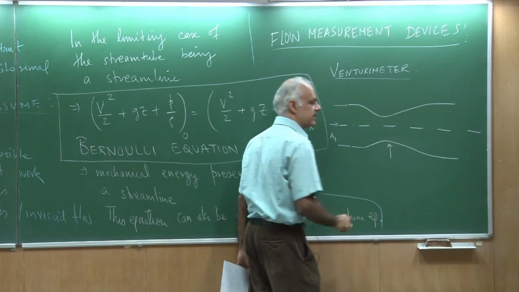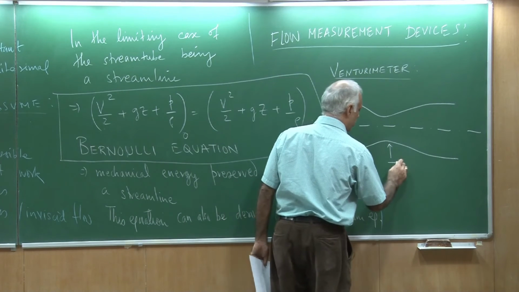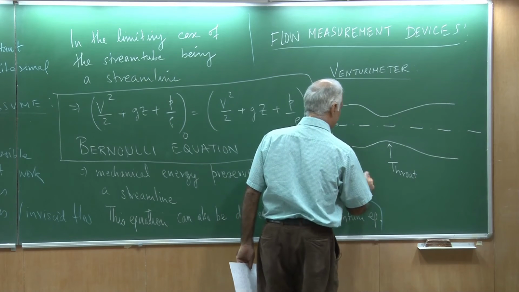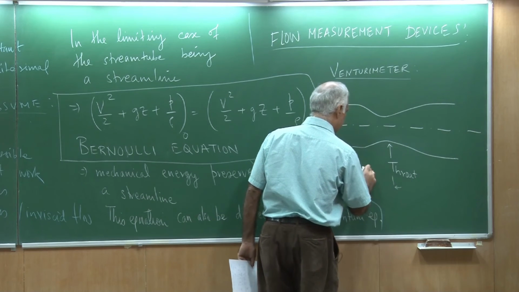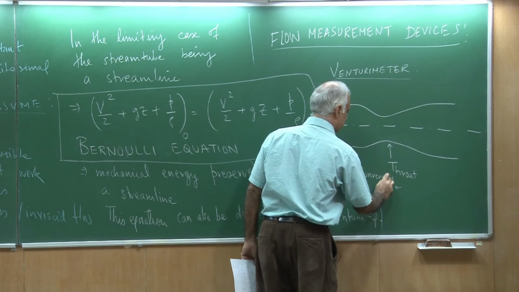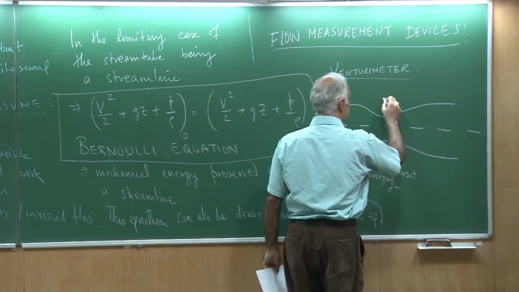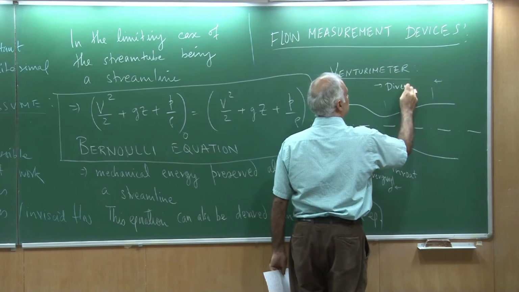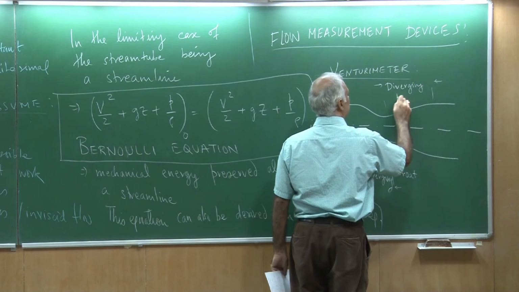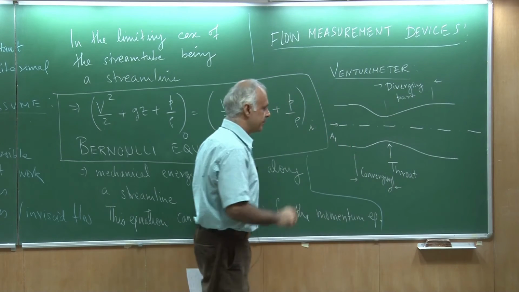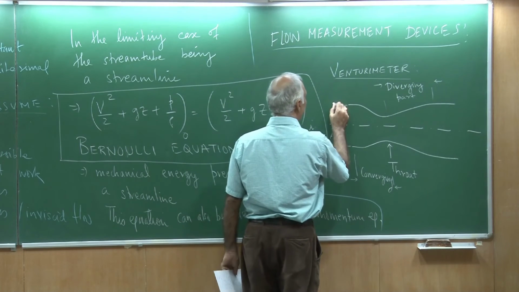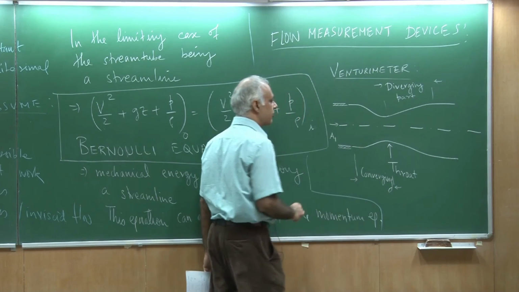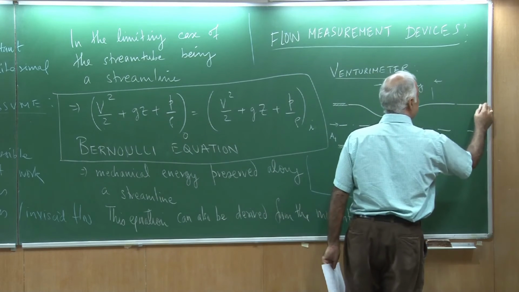This point of the minimum area is known as the throat. This part is actually the converging part, and this part, as you can imagine, is the diverging part. Okay. So this pipe is already available to me, which is carrying the flow, and of course it continues here.